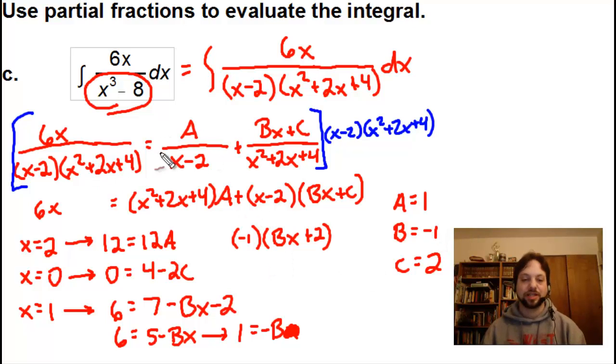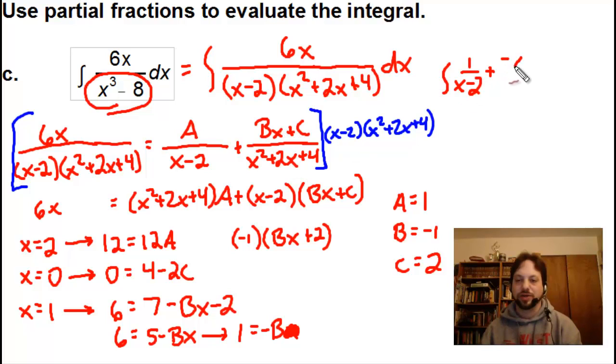So, fantastic. This big ugly thing here is simply going to break down into the integral of a over x minus 2. So there is a over x minus 2. And then we'll have bx plus c over all this. So here is my bx plus c all over the x squared plus 2x plus 4.